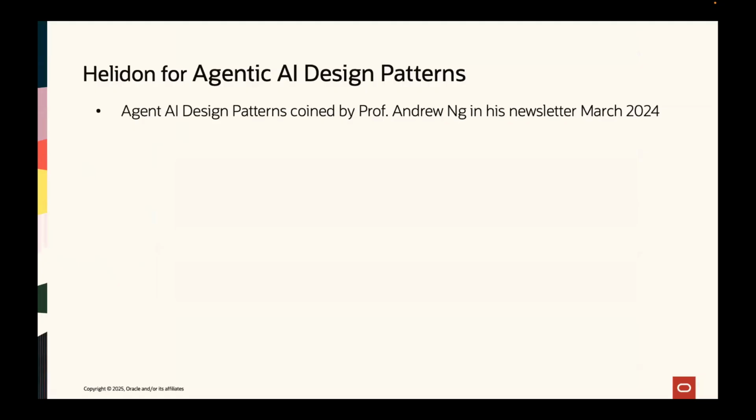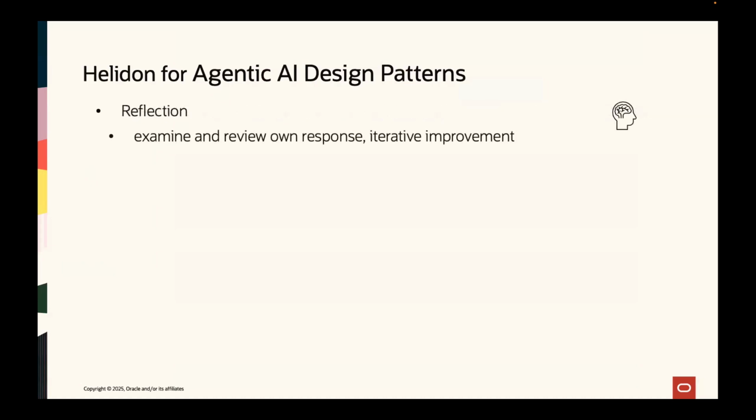The other thing that Helidon can be useful for is to implement agentic AI design patterns. And there are 4 design patterns that were coined by Professor Andrew Ng, a professor at Stanford University and also a luminary in the AI field. And he coined these about a year ago in his newsletter. But the 4 design patterns are, the first one is called reflection.